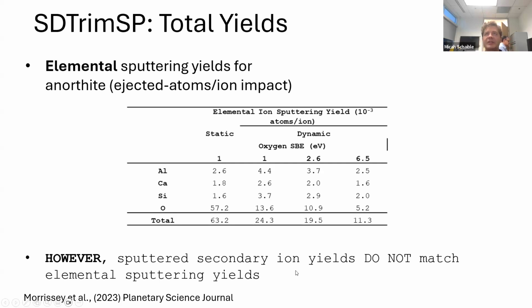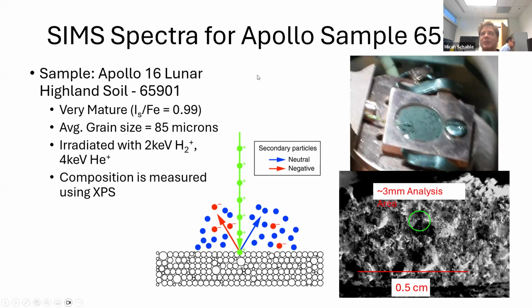And the way that I want to talk about this is by looking at some SIMS spectra that we measured for a series of Apollo lunar samples. And so I'm showing here Apollo lunar sample 65901. This is a very mature sample, average grain size about 85 microns. And this was irradiated using several different incident ions, 2 keV H+, 4 keV He+. And the composition of this sample was measured in situ using X-ray photoelectron spectroscopy. So we're able to both measure the surface composition using XPS and the secondary ion spectra using SIMS.